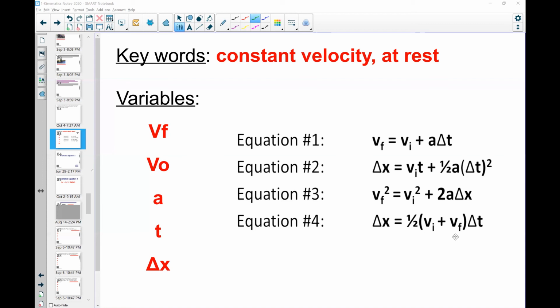There's really never a problem that you would need to solve where you would have to use equation 4 on this list. But it might make the problem a lot easier if you remember it.